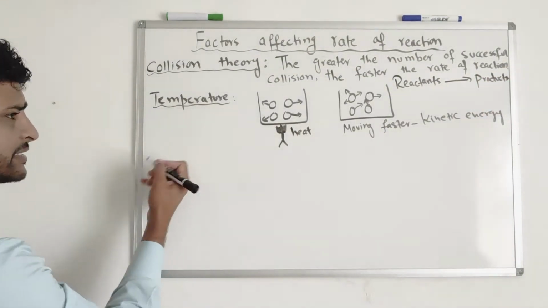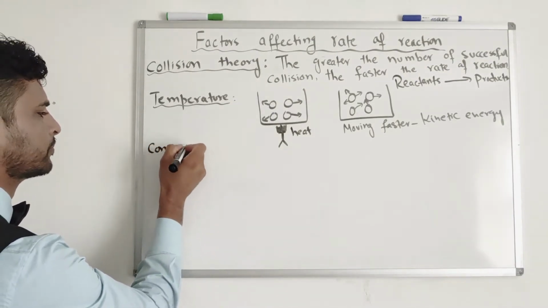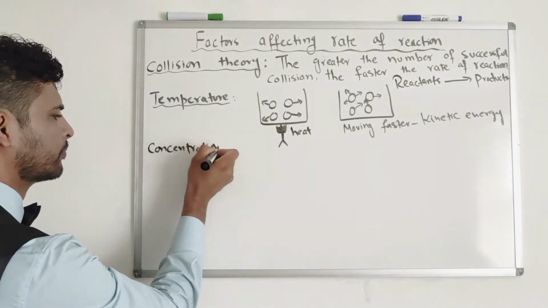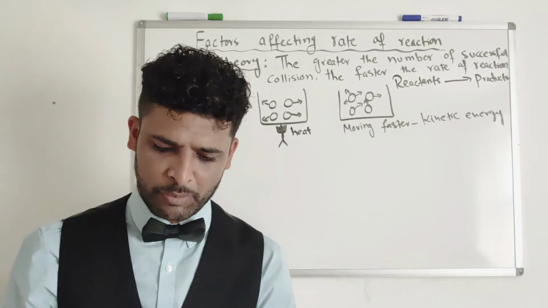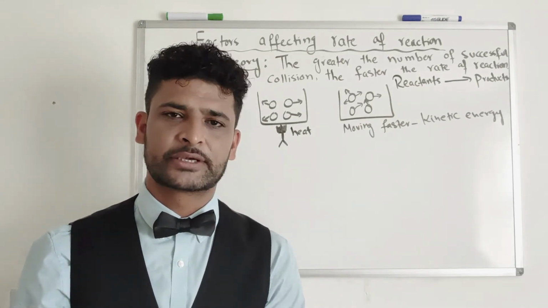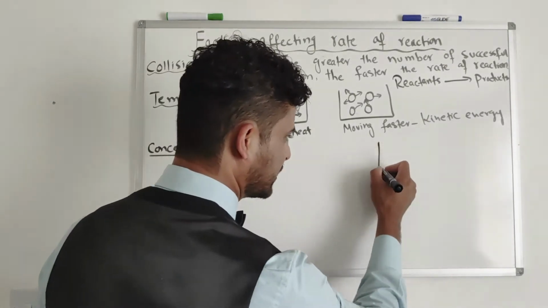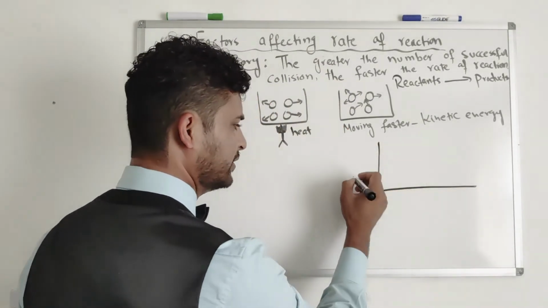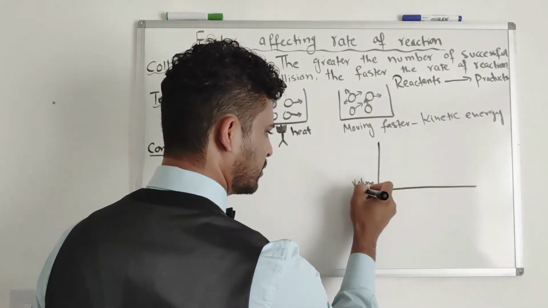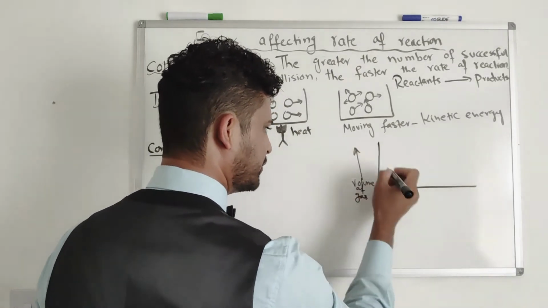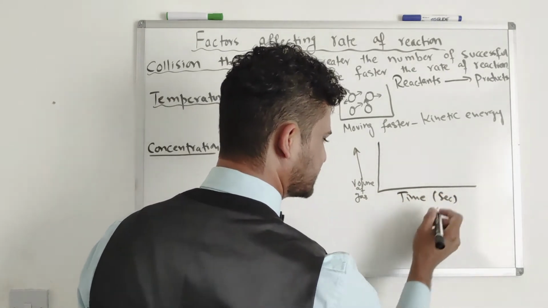Now, the second part is concentration. Before I move forward, I just want to make a point here about how it looks in the graph. For GCSE students, they might give you a graph to interpret. Now look at this. If this is the volume of the gas produced, and this is the time taken in seconds.